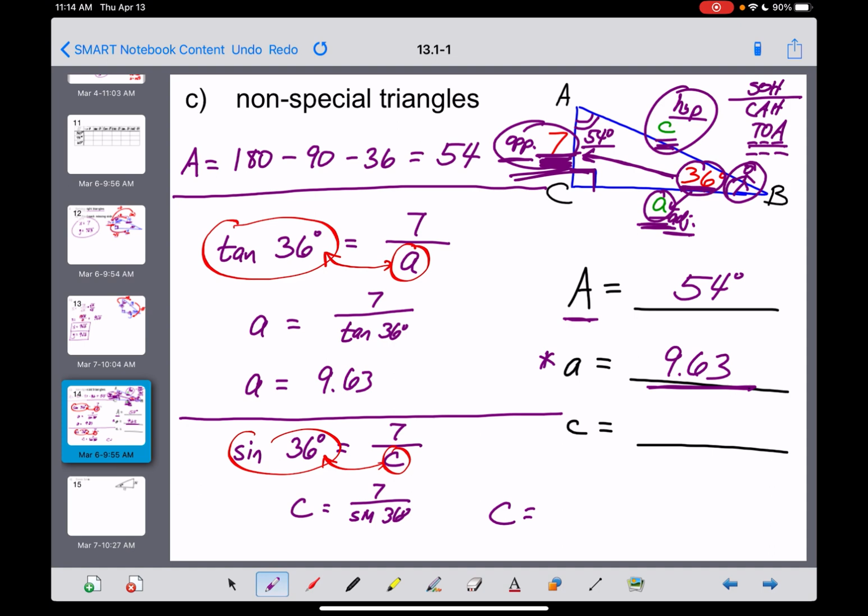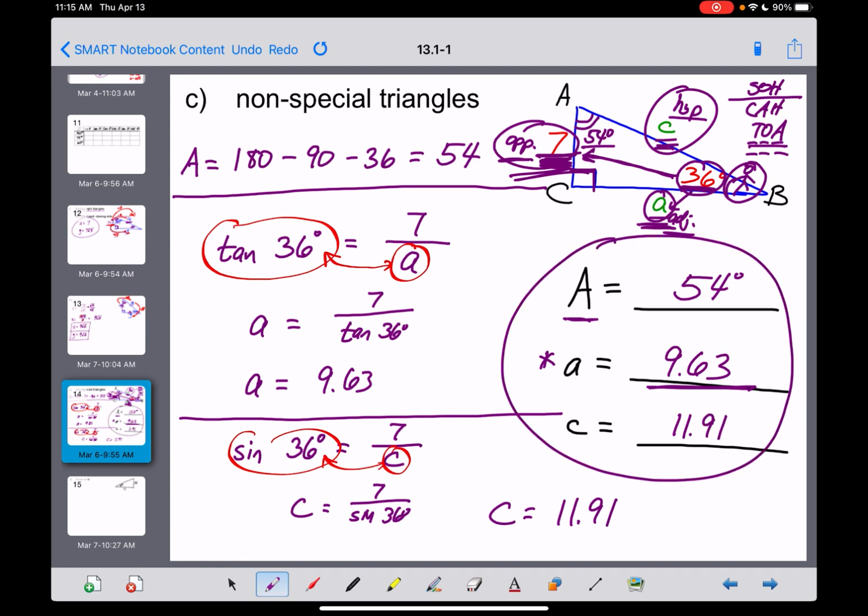So again, stacked fraction on the calculator, and this is now 7 divided by the sine of 36 degrees. And I'm hoping for something bigger than 9.63. Yeah, we got 11.63... 0.91, and that's what I'm going to put right there for little c. So guys, that set of three answers right there is what it looks like when you've solved a right triangle. Three measurements were given to you in the diagram: the measure of angle B, the measure of angle C, and the length of side B. We've now come up with the measures of everything that wasn't given to us: capital A, and little c.